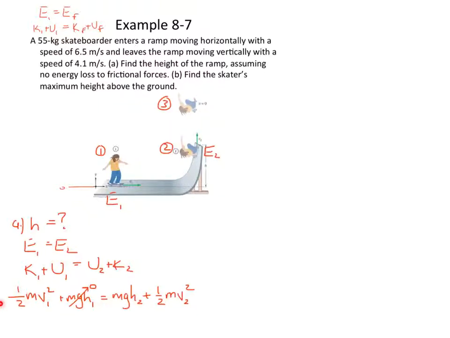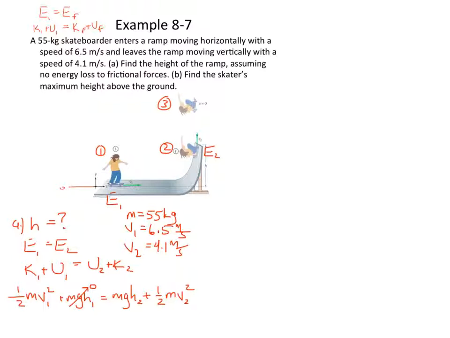Which, by the way, I should write some of these things down. The mass of the person equals 55 kilograms. And the velocity at 1 equals 6.5 meters per second. And the velocity at 2 equals 4.1 meters per second. So we have all that stuff.